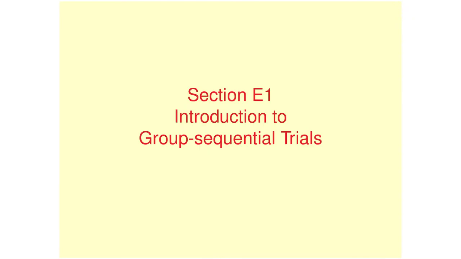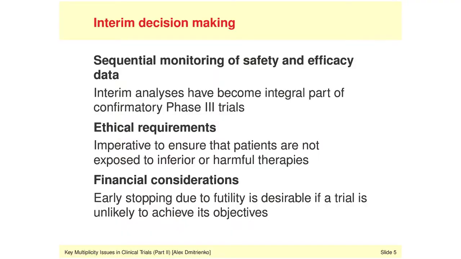Section E1, Introduction to Group-sequential Trials. Let us begin with a more general discussion of the role of sequential data monitoring in confirmatory clinical trials. We know that safety and efficacy monitoring has become an integral part of late-stage clinical trials. These approaches are quite popular in phase 3 trials, but they're also employed in phase 2 trials. Interim monitoring is performed in a group-sequential manner, which means that interim looks are taken after groups of patients have completed the trial.